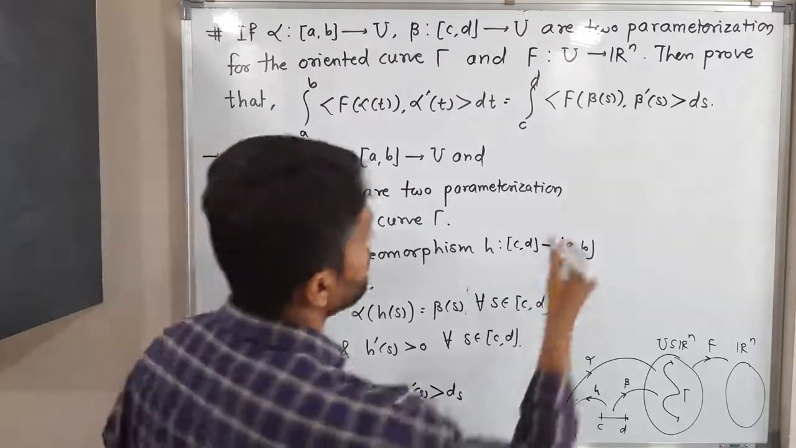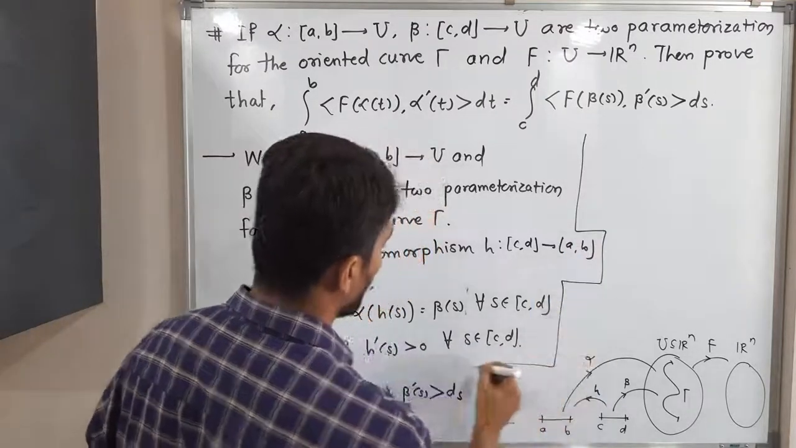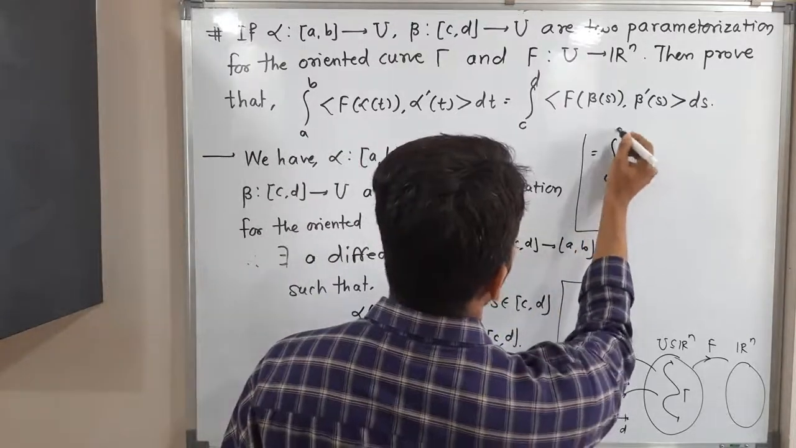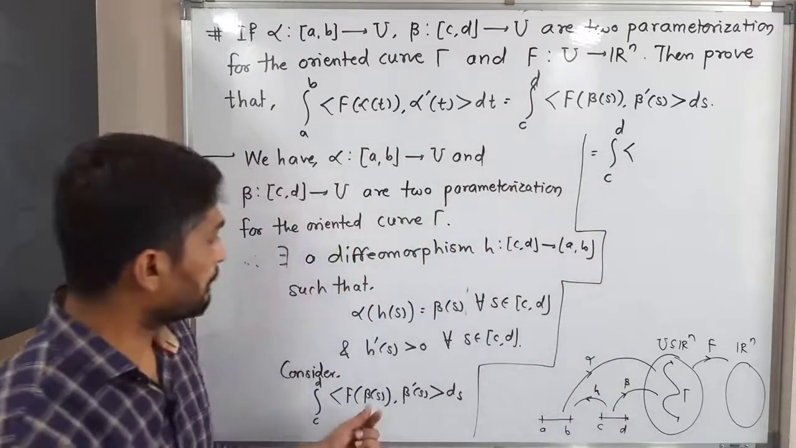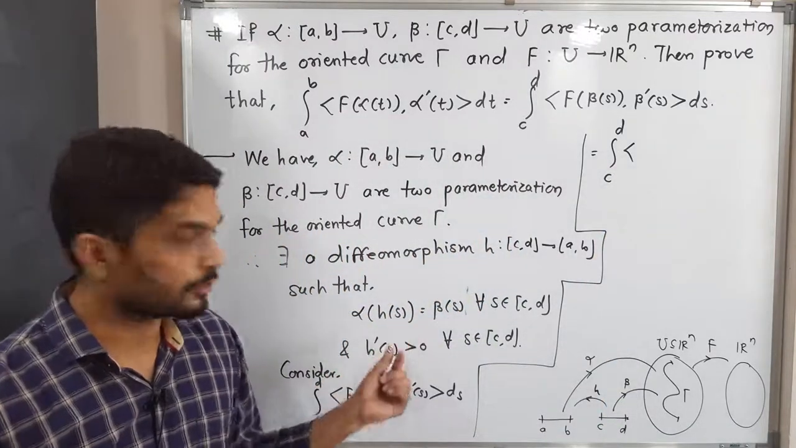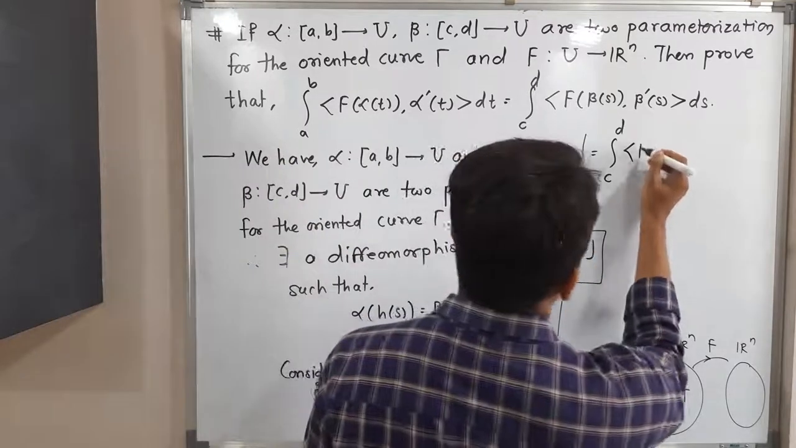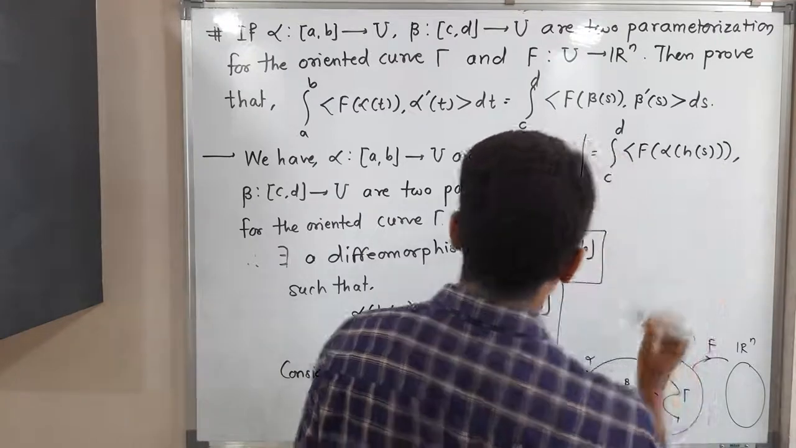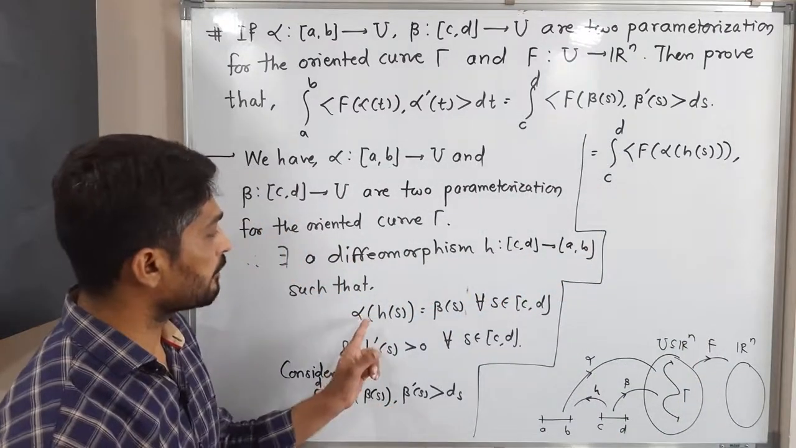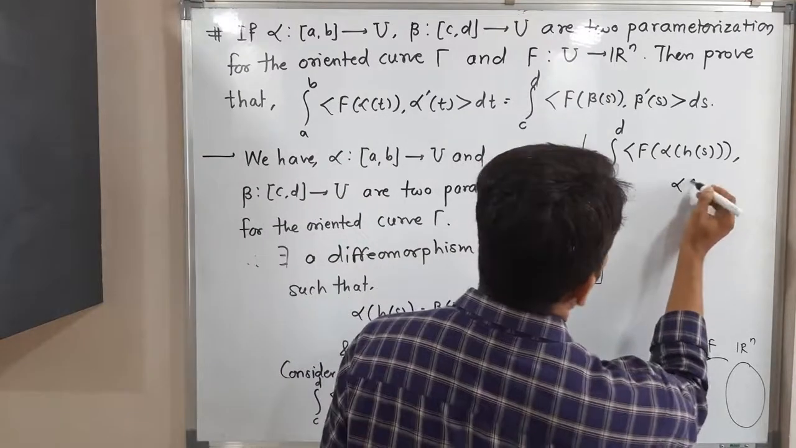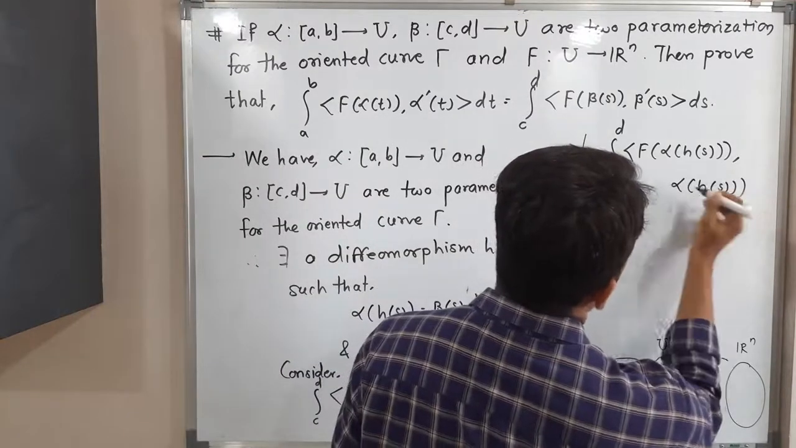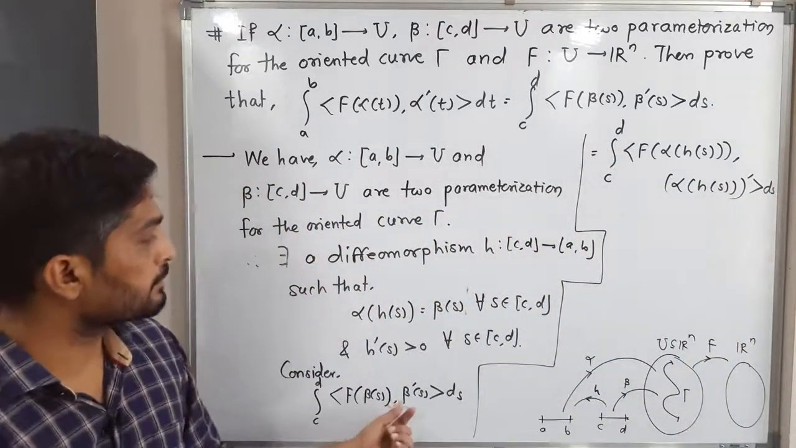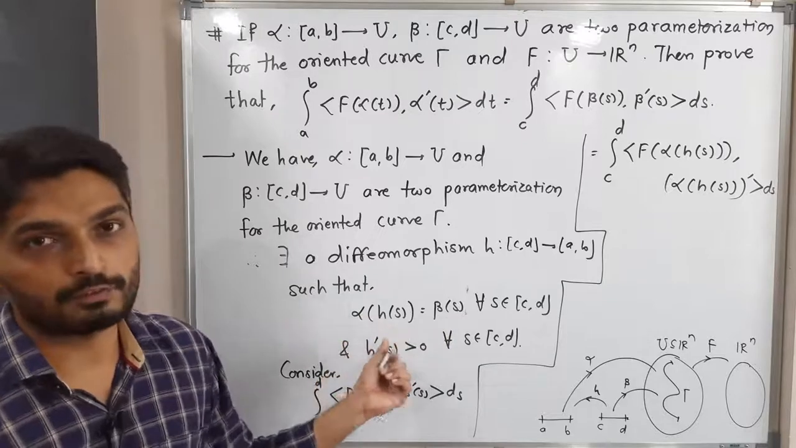Okay, so we have some space, so let us use it. This is equal to the integration from C to D of the inner product of f of beta of S, where beta of S is equal to alpha of H of S. So let us put its value here. So f of alpha of H of S, comma, beta dash of S, that means the derivative of alpha of H of S, and after that we have ds. So simply we replace beta of S with alpha of H of S here.